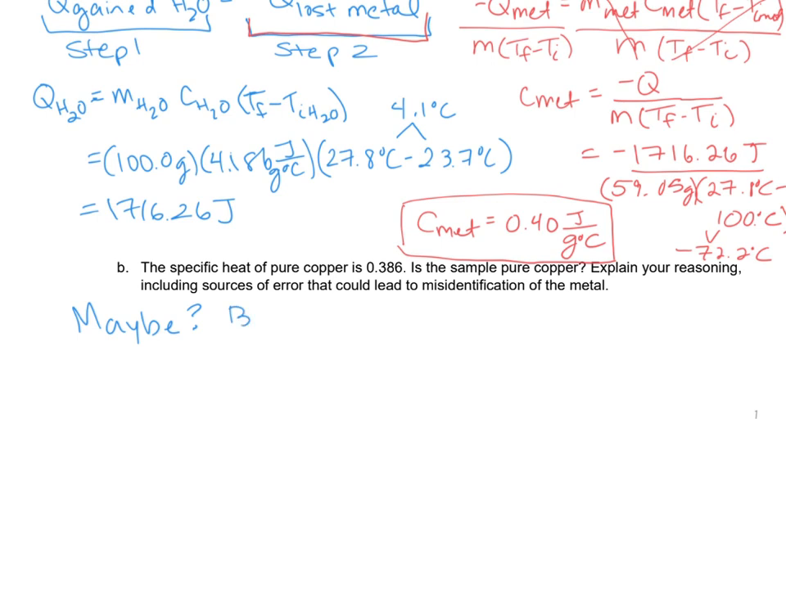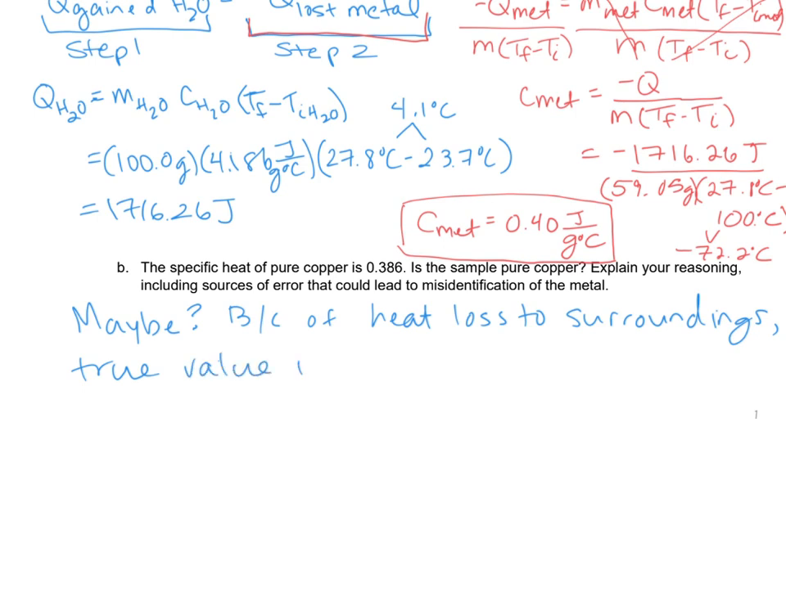So because of heat loss to the environment, or we'll call it the surroundings, because that's the word we often use in science, the true value is likely higher than our 0.4, which would mean not copper.